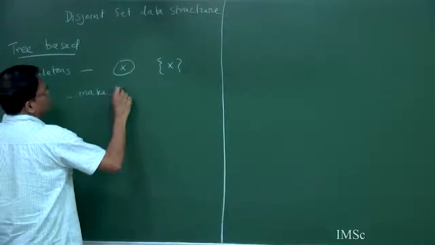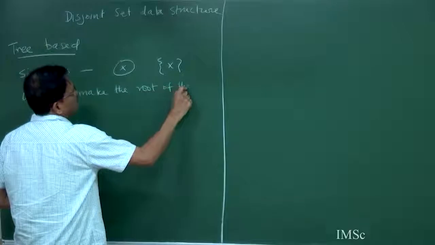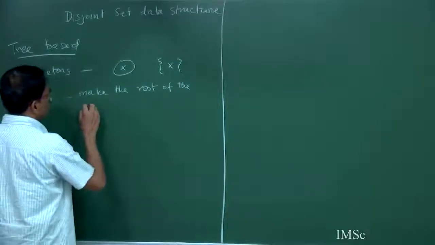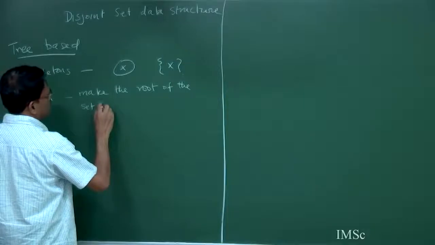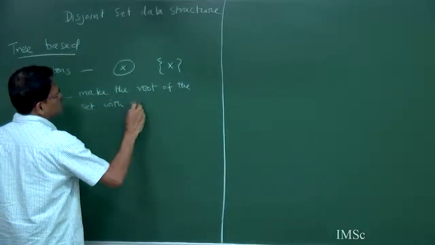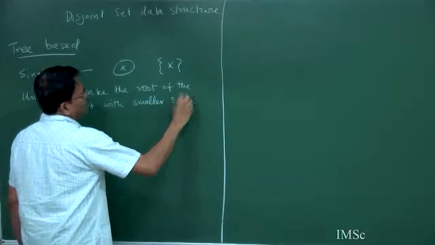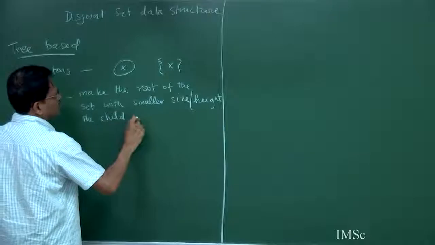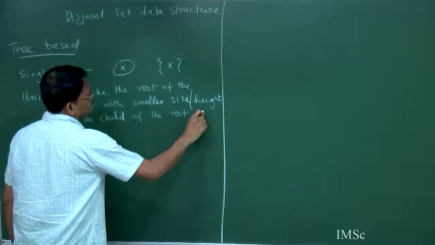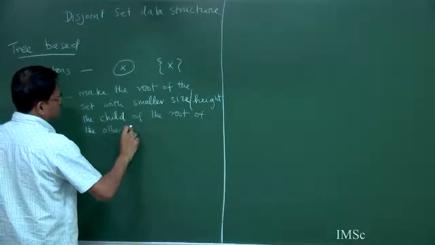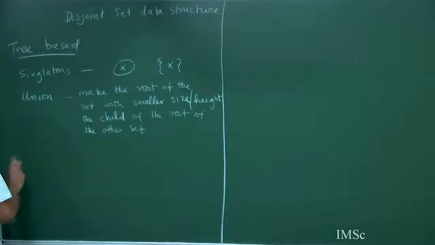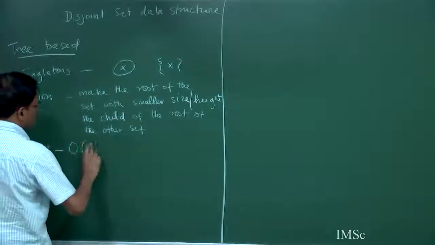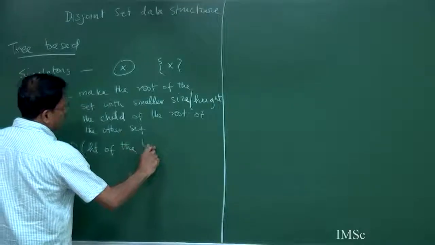make the root of... So every set is represented by a rooted tree where the root contains the label of the set, and we want to make the root of the set with smaller size or height, doesn't matter, the child of the root of the other set. And what we observed was that in this case, the find operation takes time proportional to the height of the tree, right? Height of the tree where this node belongs to.